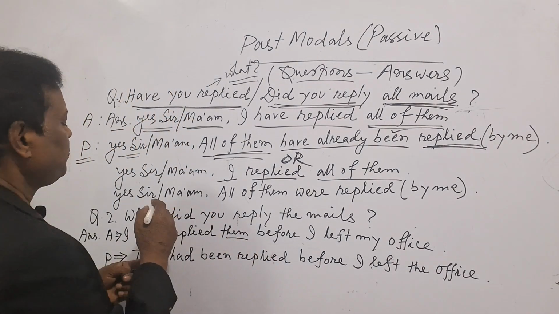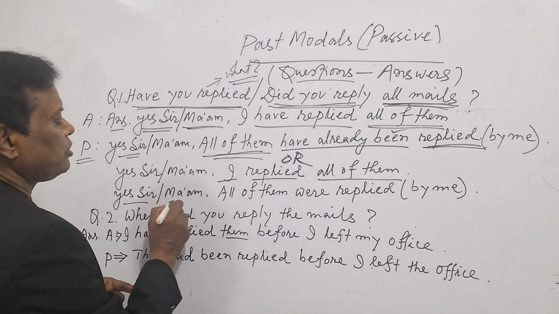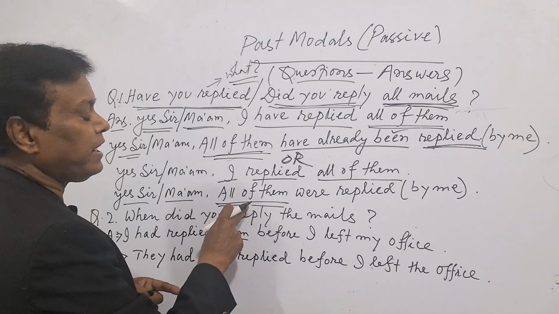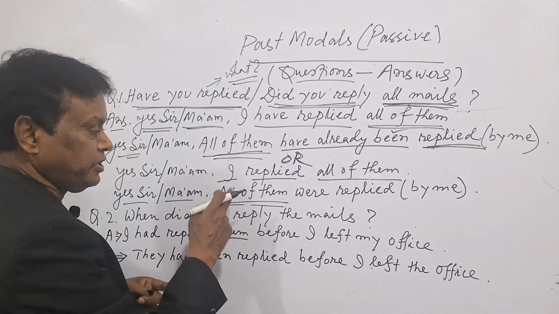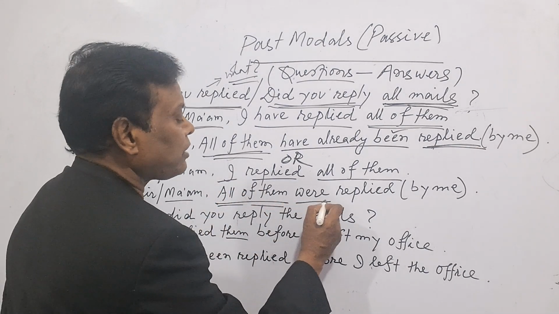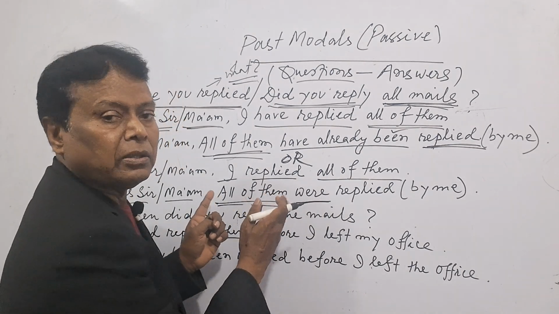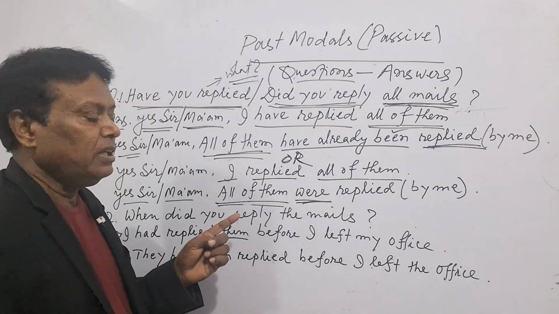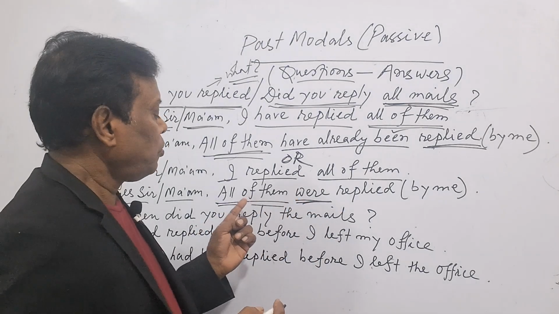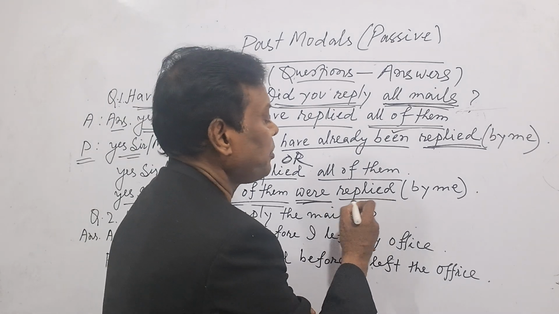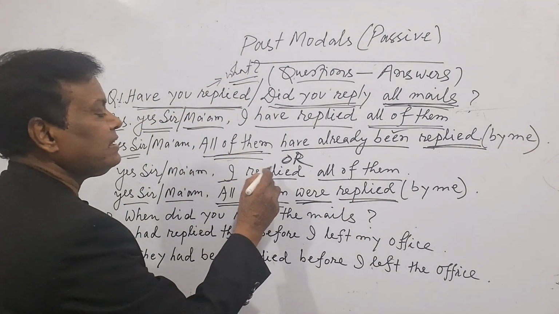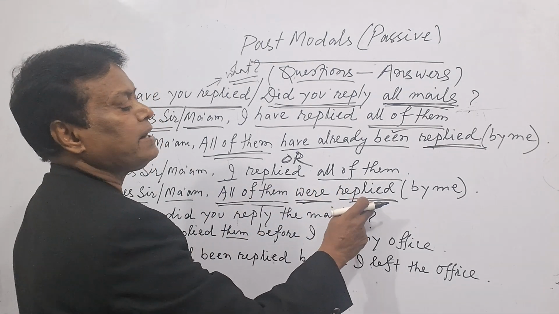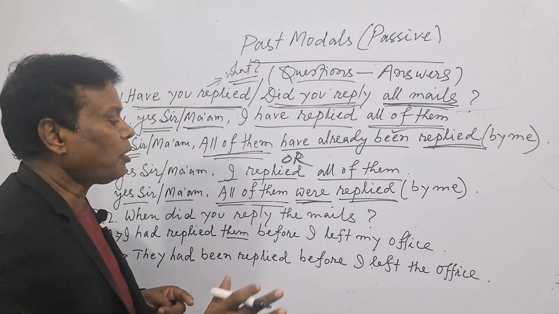Now this passive answer: yes sir, or yes ma'am, all of them is the object that you brought here, that is now the subject of passive, simple past. All of them were, why used? Because here it is plural number. Observe carefully, plural number, that is why you are using were. If it was singular, then it would be was. All of them were replied, third form of the main verb. I replied, this is second form, MB2, this is MB3. All of them were replied by me, not necessary, simply all of them were replied.